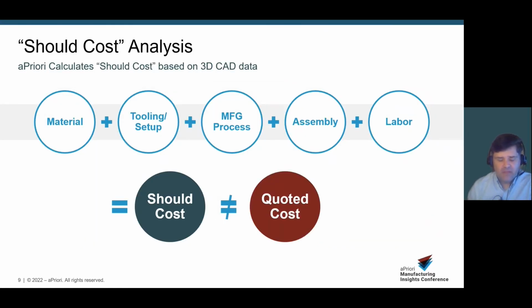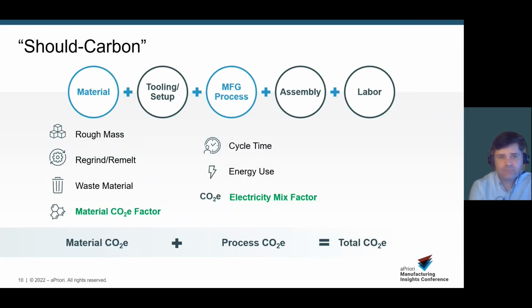What we do today, and to refresh everyone's memory about should costing and why it lends itself so well to carbon, or should carbon. Today we're looking at material, tooling, setup, manufacturing process, assembly, and labor to create a should cost, which is not always exactly what quote costs are, but very similar to what quote costs are. And the way we've been estimating that really lends itself to calculating carbon for our customers.